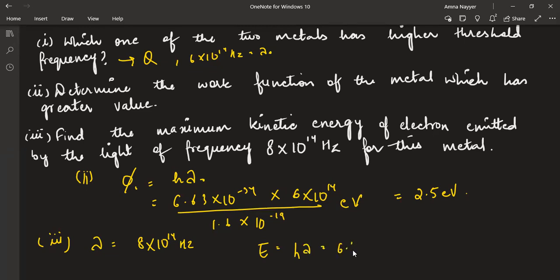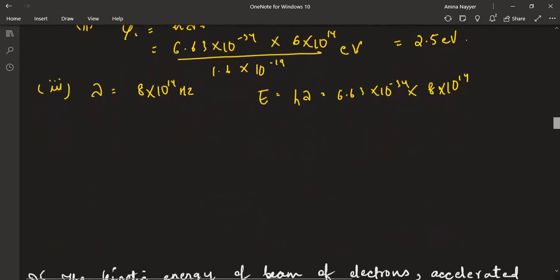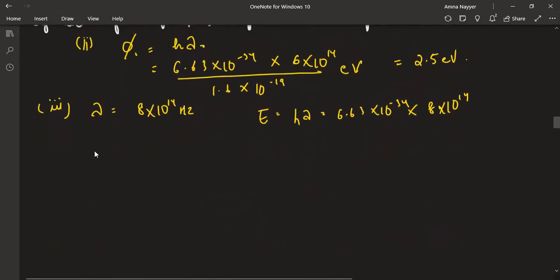This will be 6.63 into 10 to the power minus 34 into the frequency, 8 into 10 to the power 14. This is the total energy that is available. Or let's do one thing, because here this will be subtraction only. You can use this also. Frequencies are mentioned. Energy, that is h nu, will be kinetic energy.